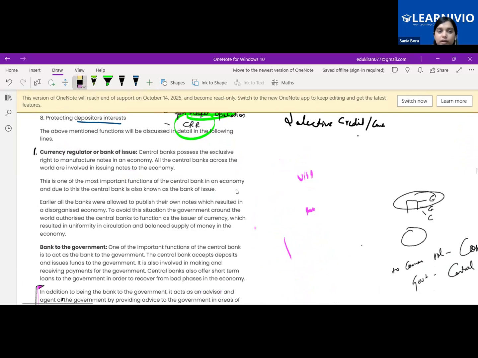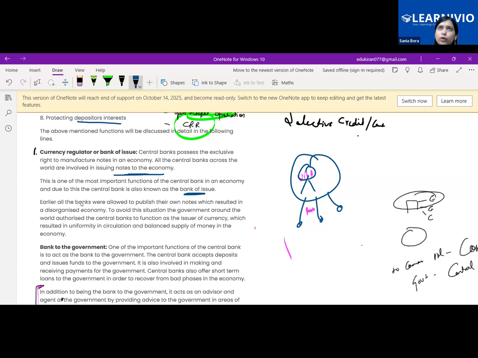What does it mean? That means the central bank is the one who is regulating the currency and issuing the currency. Who has the power to issue currency? The central bank. The central bank possesses the exclusive right to manufacture notes in an economy. All the central banks across the world are involved in issuing notes. Only the central bank has the sole authority to issue the currency. This is one of the most important functions of the central bank, and due to this the central bank is also known as the bank of issue.